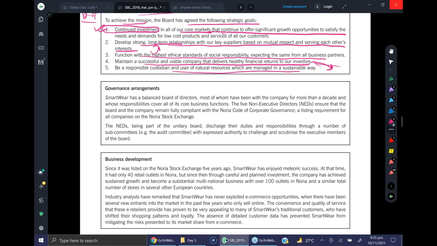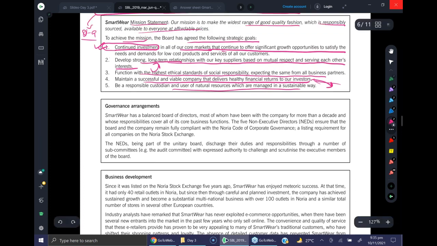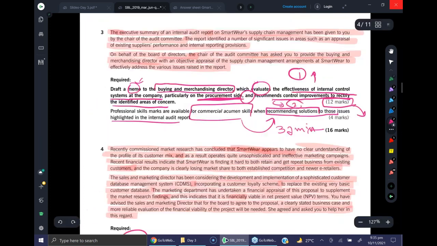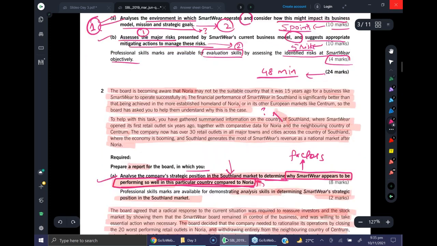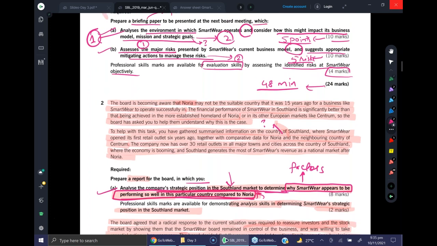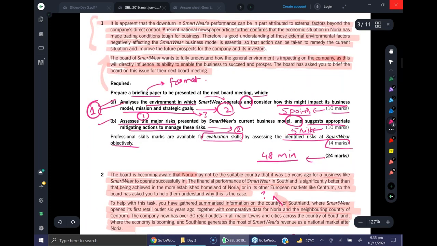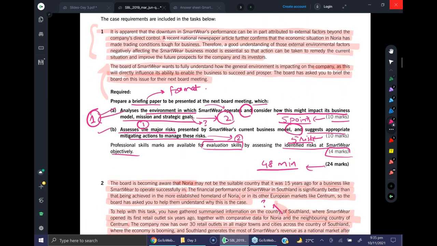Okay, to figure out your answer, Elena, let's go back to the requirement. Elena is asking whether we can link these goals with the fact that Smartware is operating in another country, or should we connect these only with a home country situation? It says: analyze the environment in which Smartware operates and consider how this might impact the business model. These two paragraphs suggest that we are mainly talking about Nordea. So Elena, it is going to be home country mainly.